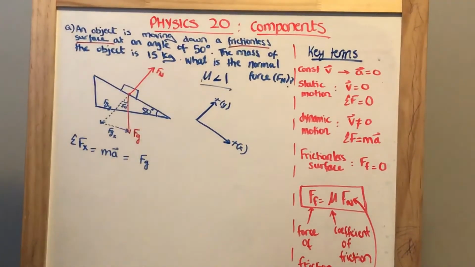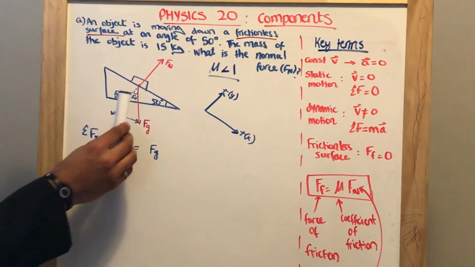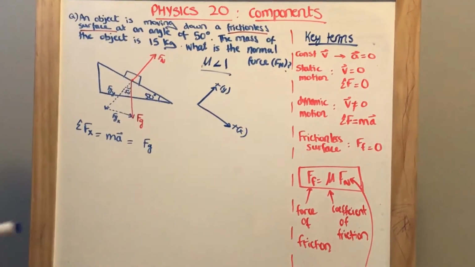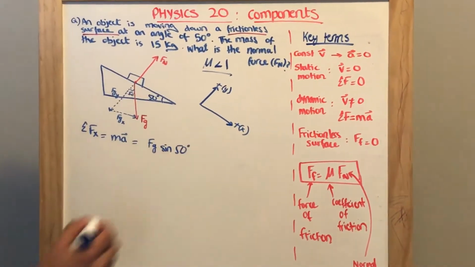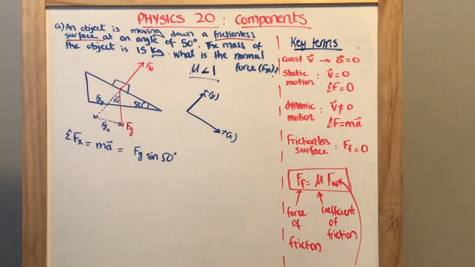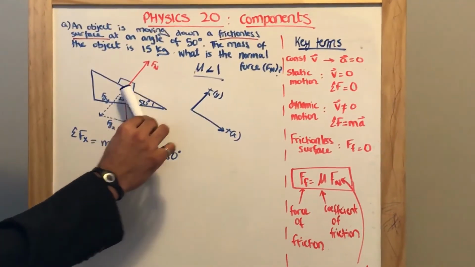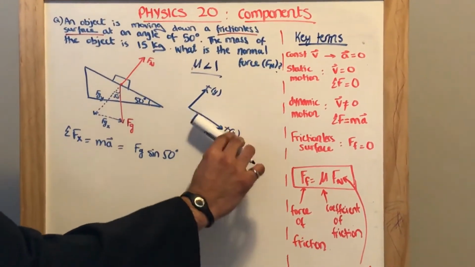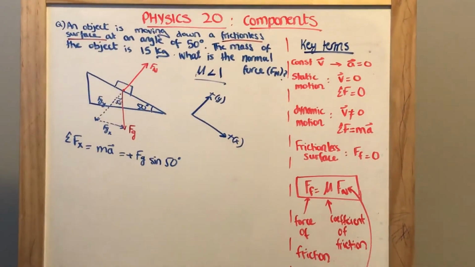Okay. So again, in this scenario, we are doing the sum of Fx first. So it's going to be Fg sine of 50, right? Because we want to go in this direction. Now the second question is, is it going to be positive or negative? When you do Fg sine 50, your arrow is going to be in this direction, which is the positive reference point. So that's why it's going to be positive.